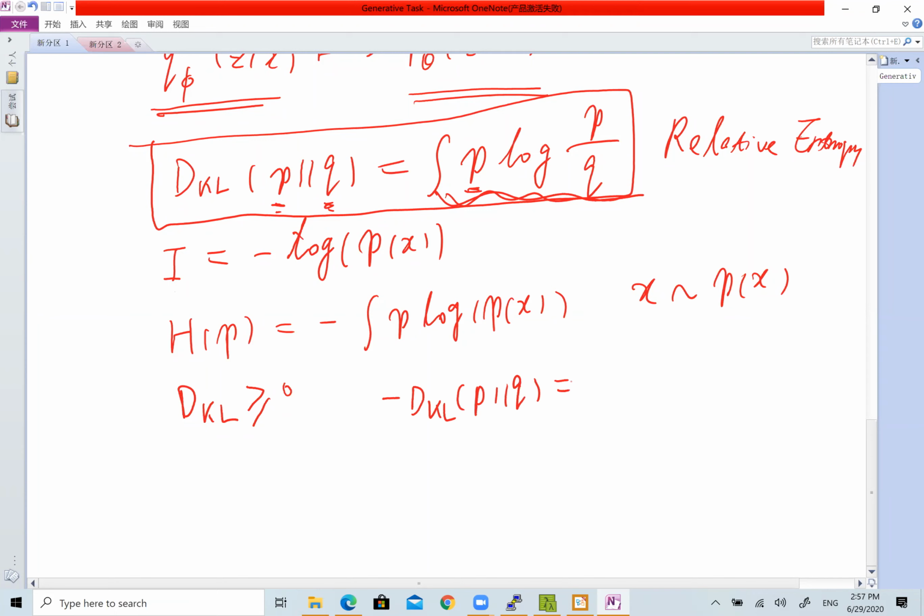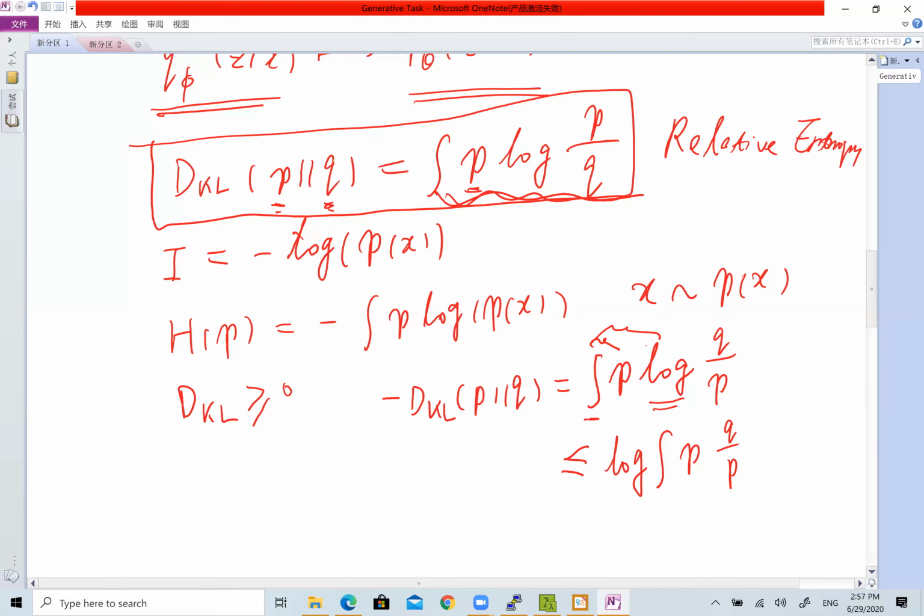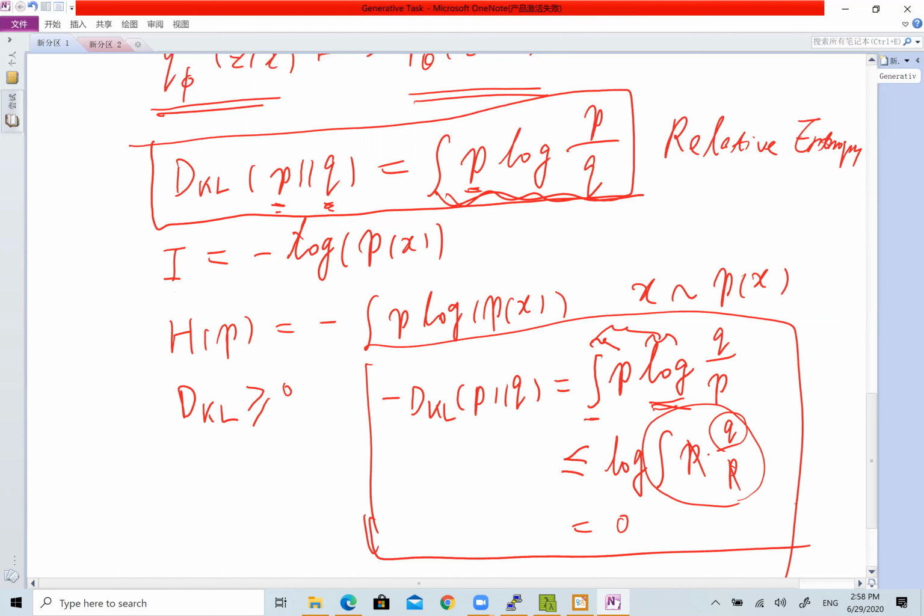So this equals minus P log Q over P, right? And we know that the log function is a concave function, right? So for a concave function, the average of the function is smaller than or equal to the function of the average. So now you just change the order of the integration and the log function. So it should be smaller than or equal to, because this is a concave function, log of P times Q over P, because it cancels. We know Q is a normalized distribution function, so the integration over Q is 1. So this is log 1, it's just 0. This basically proves that the KL divergence is always positive. So this is the first property.